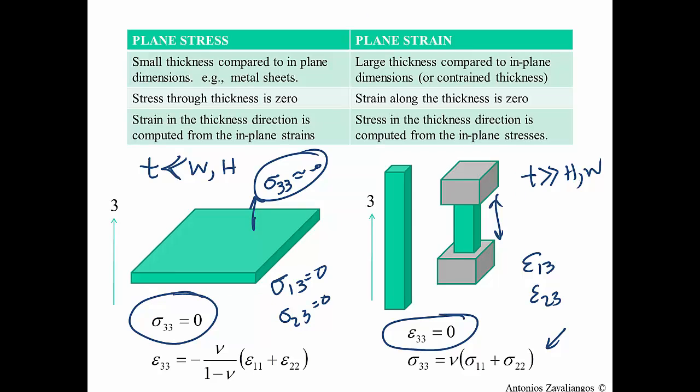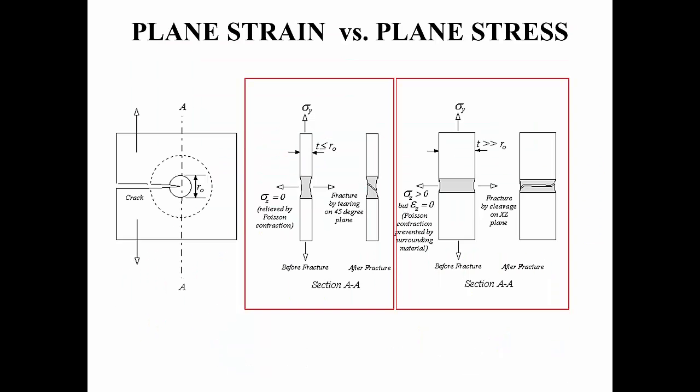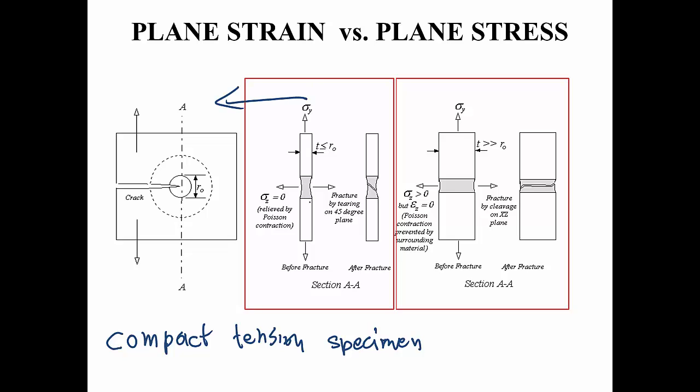Okay. So to understand this also in a more intuitive way, because sometimes these definitions are not so easy to grasp immediately, if you have a specimen like this, the so-called compact tension specimen, and it is typical in the testing of materials for fracture toughness. Here you see the side view of the specimen, and here you see the view from this direction. So here we have a very thin specimen, and here we have a very thick specimen.